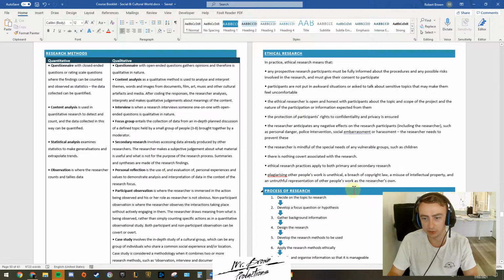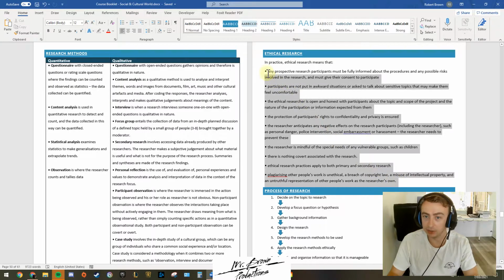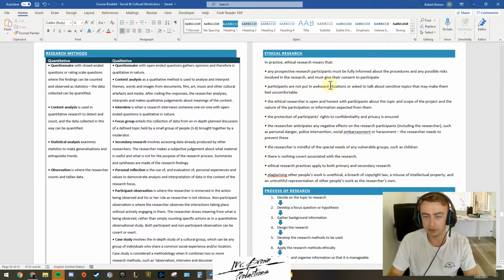I may even let you know which ones I think are probably good to know, because some of these end up being multiple choice questions in your HSC. So the question might be something like, which of the following is not or is considered unethical research? Or I might say, which of the following is considered ethical? And you've got to pick your option. So any prospective research participants must be fully informed about the procedures and any possible risks involved in the research, and they must give their consent.